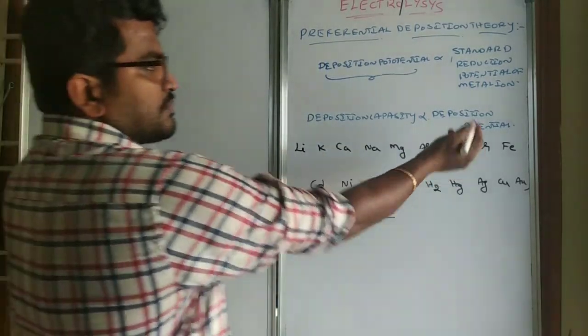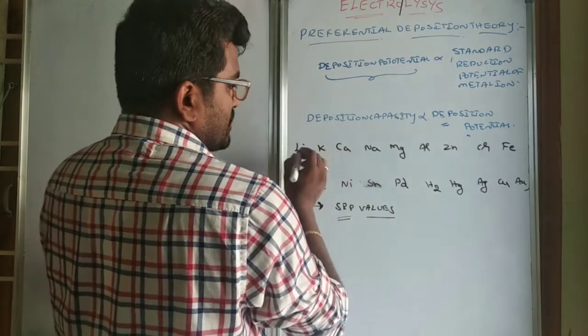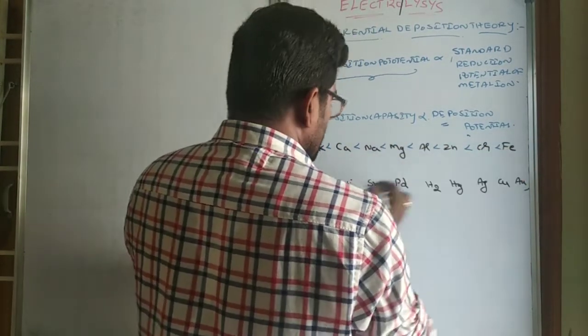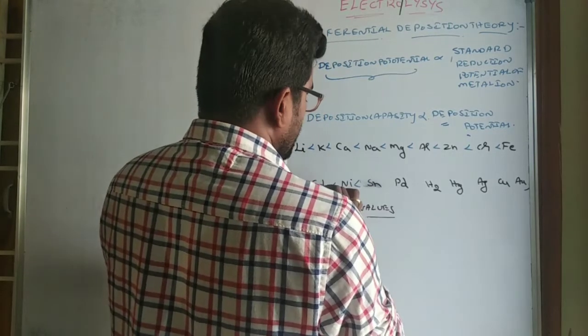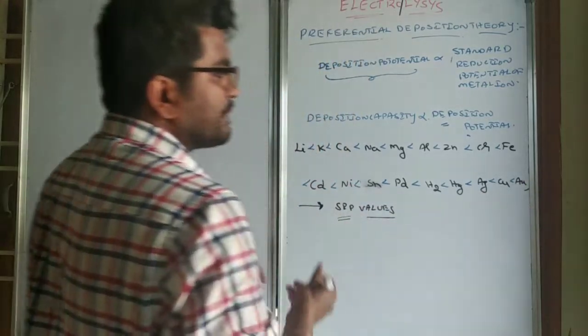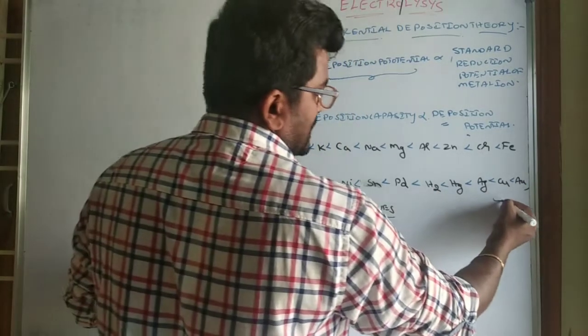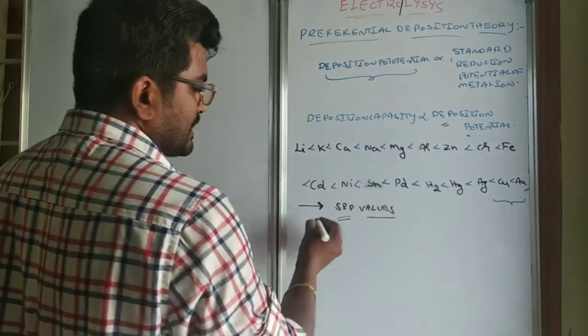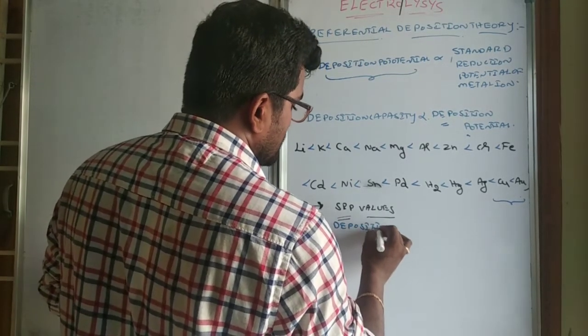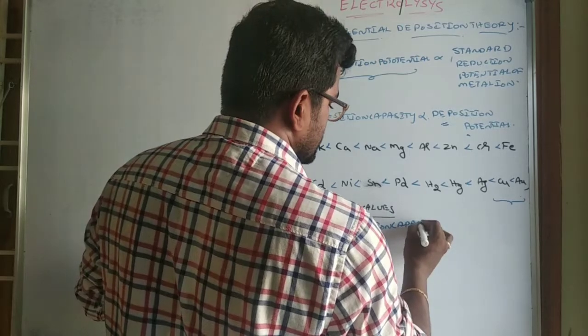So as the SRP values increase, their deposition potential also increases. That's why whenever a mixture has any of these ions, whichever ion is present on this side will deposit first. So SRP values determine deposition capacity.